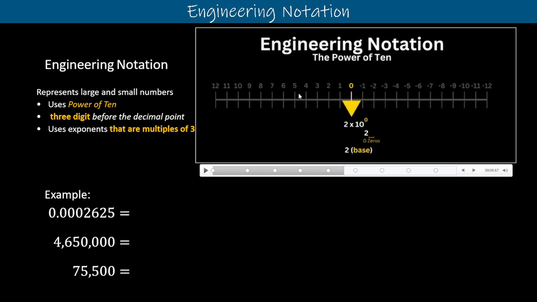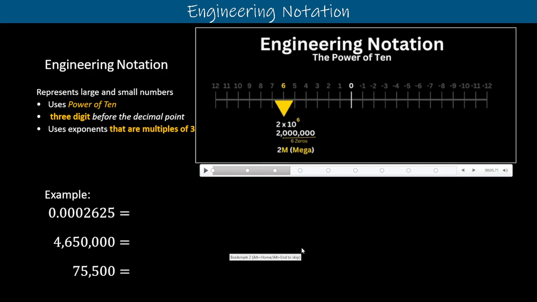If we move towards the positive side, we can go up to positive 3. It moves in groups of 3. It can't go to times 10 to the 1 or times 10 to the 2, but it can go to times 10 to the 3, and we represent that with a k. Instead of saying 2 times 10 to the positive 3 or 2,000, we can say 2k, 2 kilo. We can move one more stage and represent all 6 zeros as an M. Instead of saying 2 times 10 to the positive 6, we can say 2M or 2 mega, a capital M, representing that very large number.